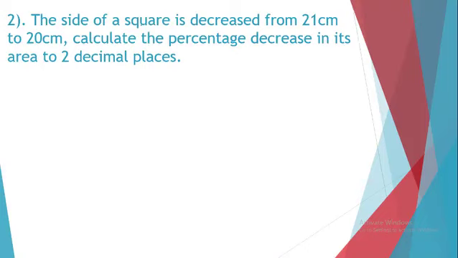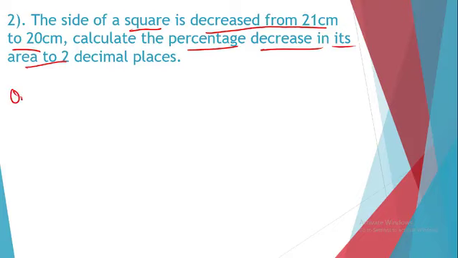Let us take the second example that has to do with percentage decrease. It says the side of a square is decreased from 21 cm to 20 cm. Calculate the percentage decrease in its area to 2 decimal places.